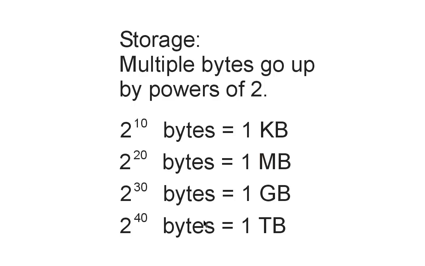A terabyte is 2 to the 40th power bytes. A byte is like a word in data storage, and multiple bytes go up by powers of 2. You can remember that in data storage, that is to say, like a hard drive, a flash drive, something on that order, a CD, we generally specify in terms of bytes and multiple bytes, which increase by powers of 2 in multiples of 10.